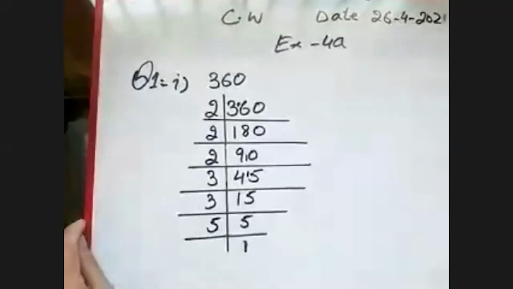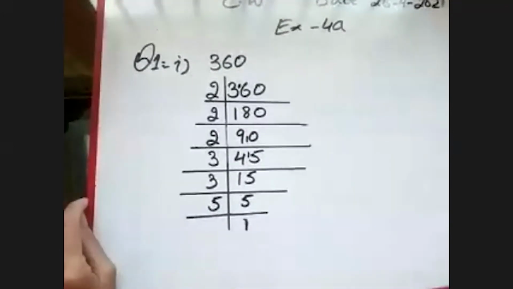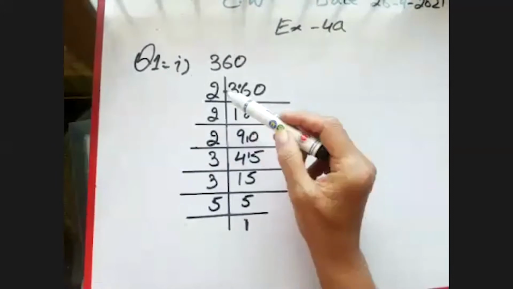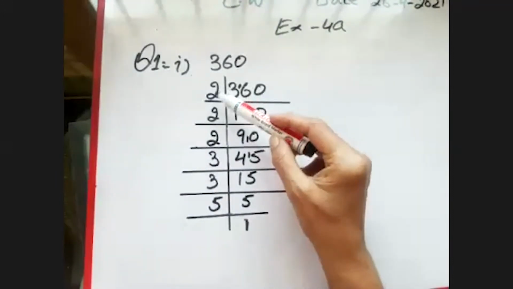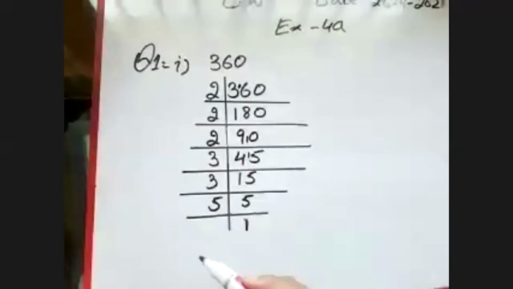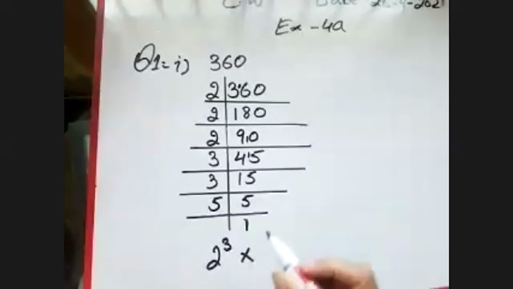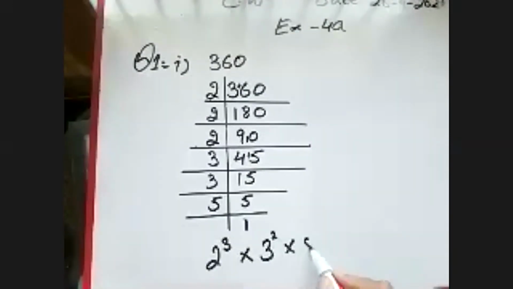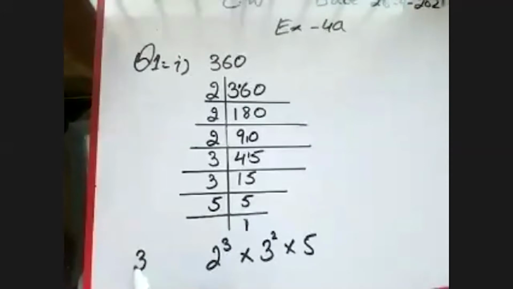So you can write down your answer as, how many times 2? 1, 2, 3 times 2 is there. So 2 raised to the power 3, multiplied by 2 times 3, into 5. These are the factors of 360.